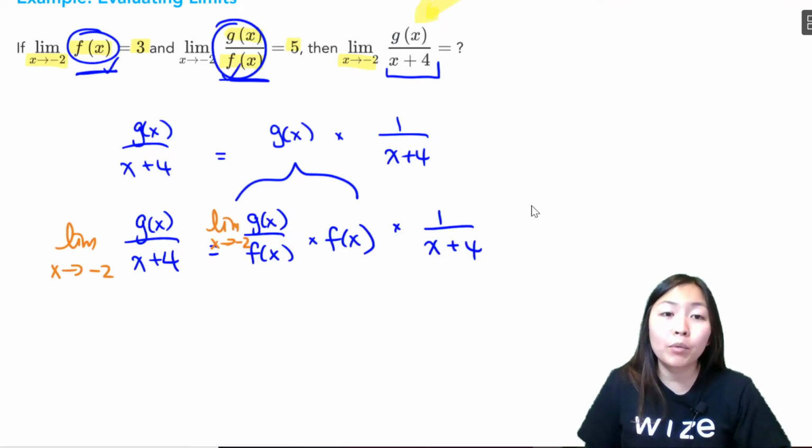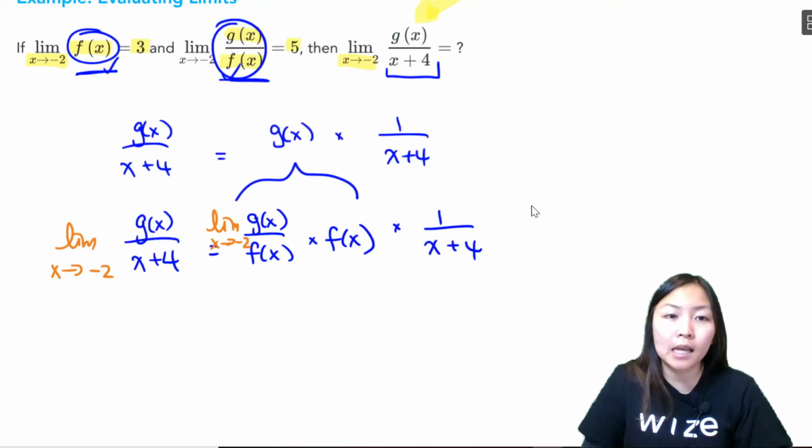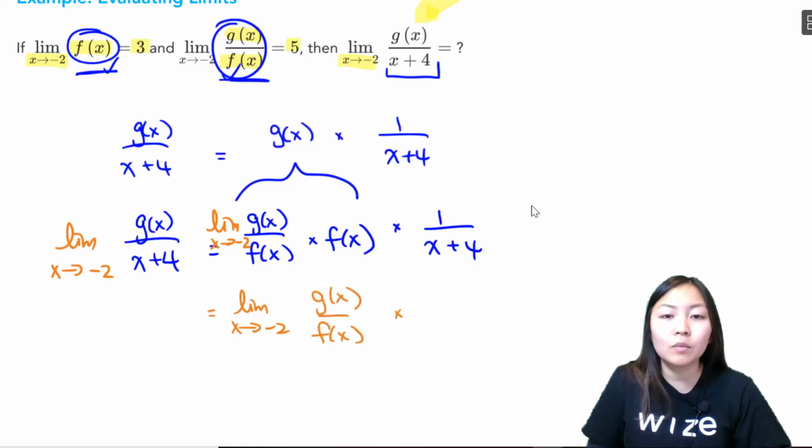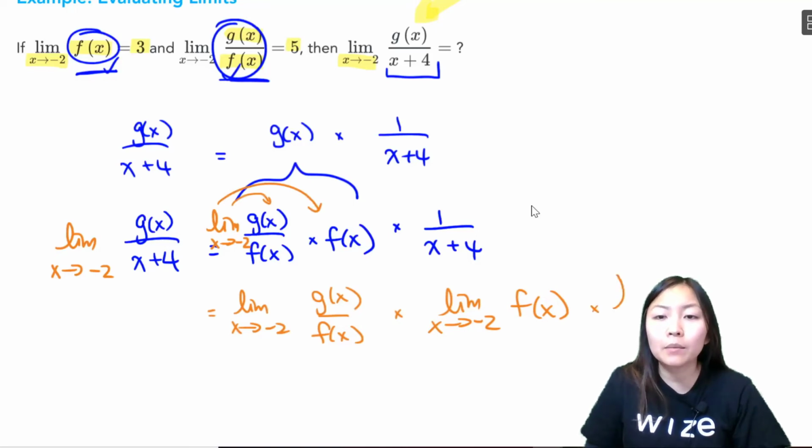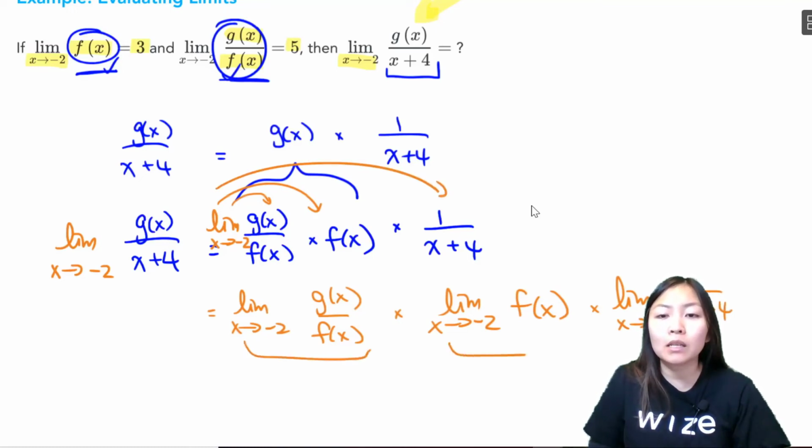And I can use limit properties to simplify the limit on the right-hand side. So on the right-hand side, we have the limit as x approaches -2 of g of x over f of x, that's the first guy, times the limit as x approaches -2 of f of x. So I'm kind of like distributing this limit into each of the pieces, times the limit as x approaches -2, distributing it to the last piece, of 1 over x plus 4. So now I have these three pieces here, and let's try to fill out as much as we can.